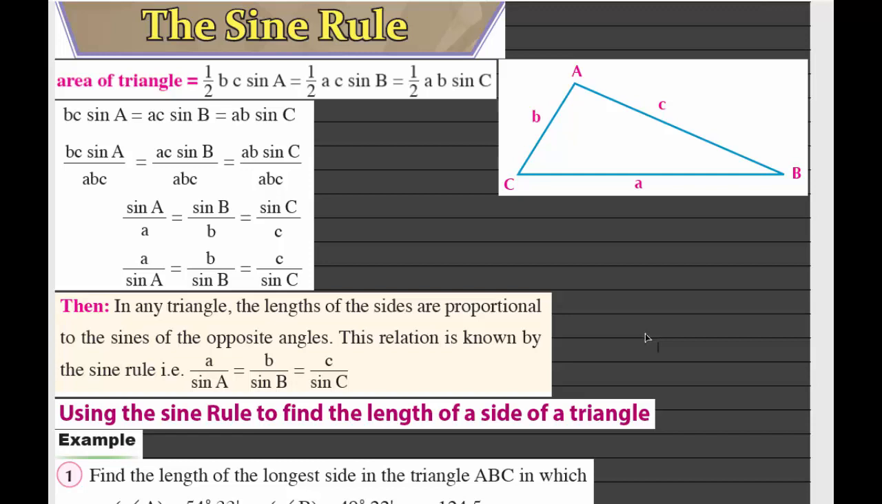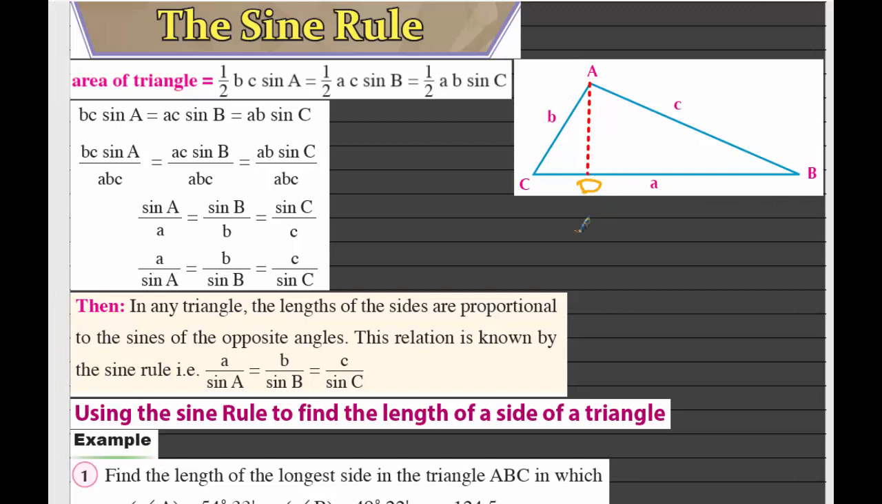Hello everyone, in this video we will study the sine rule. We know that the area of triangle ABC equals half multiply base multiply height, and we consider the height here AD.